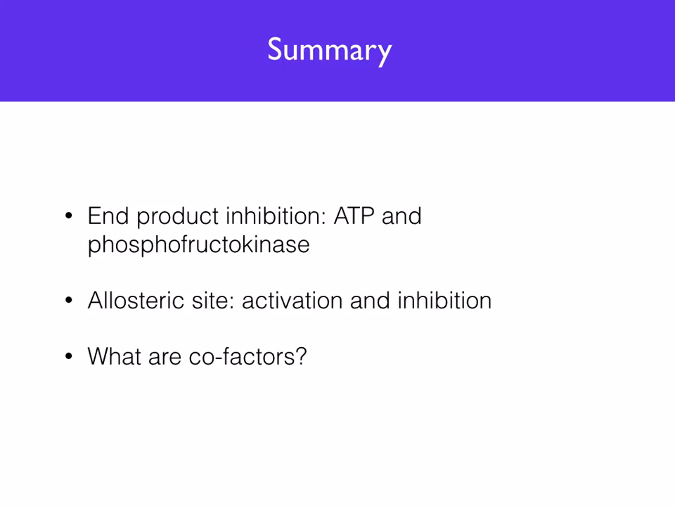So what have we learned in this lesson? Well, we discussed end-product inhibition, and we looked at phosphofructokinase, how it's inhibited by the end product ATP. We also looked at allosteric sites: when you have an activator binding to the allosteric site, it's going to cause the active site to bind to the substrate. When you have inhibition, the active site will change so that the substrate cannot bind. And then we also discussed cofactors, which are needed by enzymes to work properly. And that concludes our lesson. The end.